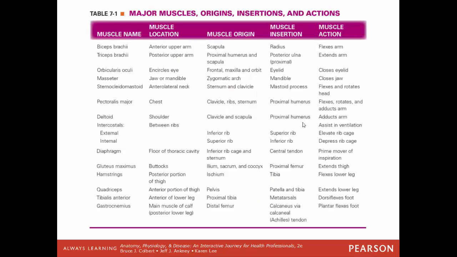Here's a table of some major muscles and where their origin is, where they insert, and their actions. Of course, it would be difficult to list every single muscle in the body in a video like this, but here are some very common ones, like the biceps, like the triceps, the masseter, and so on. So muscle name, muscle location, where the origin is, where they insert. We'll talk about what those terms mean in a second. And of course the muscle action.